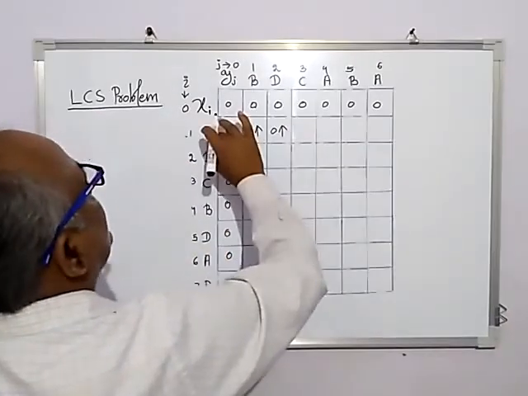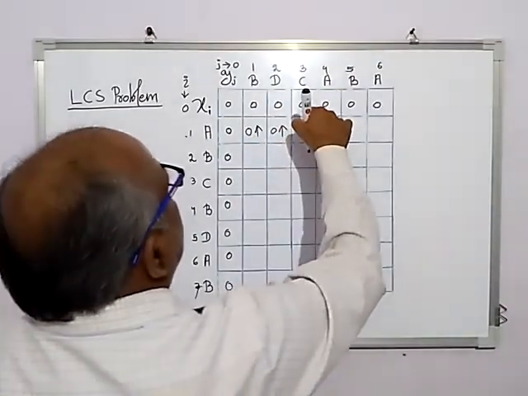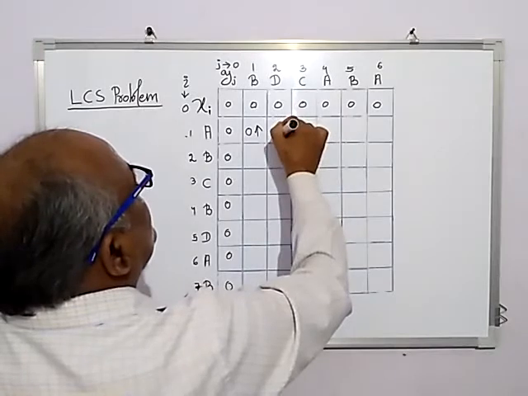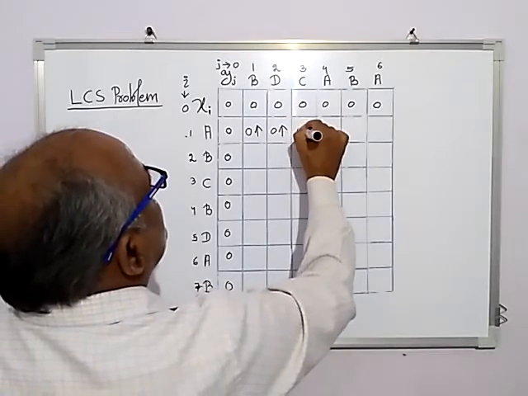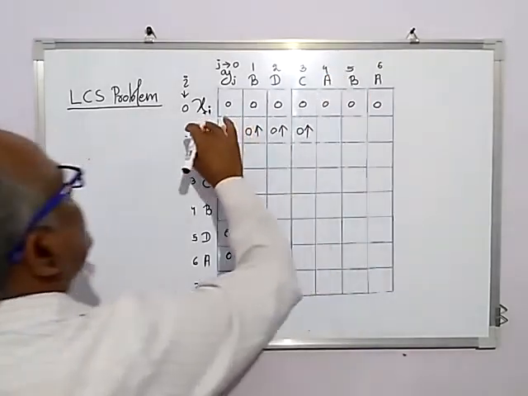Then C, A, these are not same. Since C and A are not same, you consider this one and this one. So this value equal to this value. So use this one, then this one. Then A, these are same.